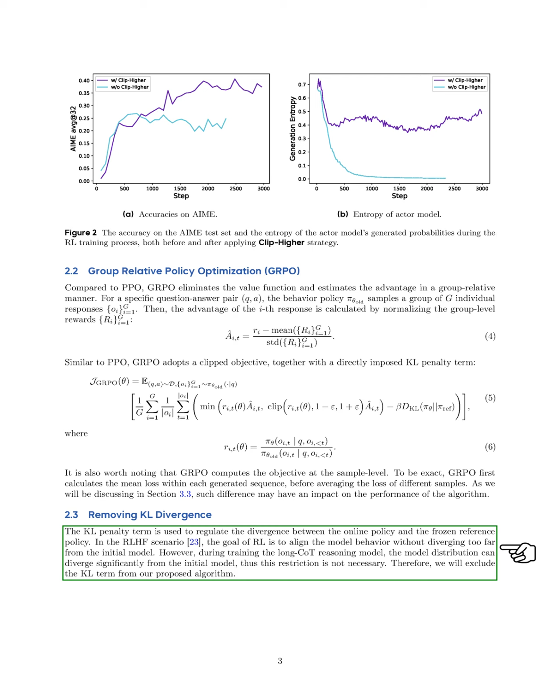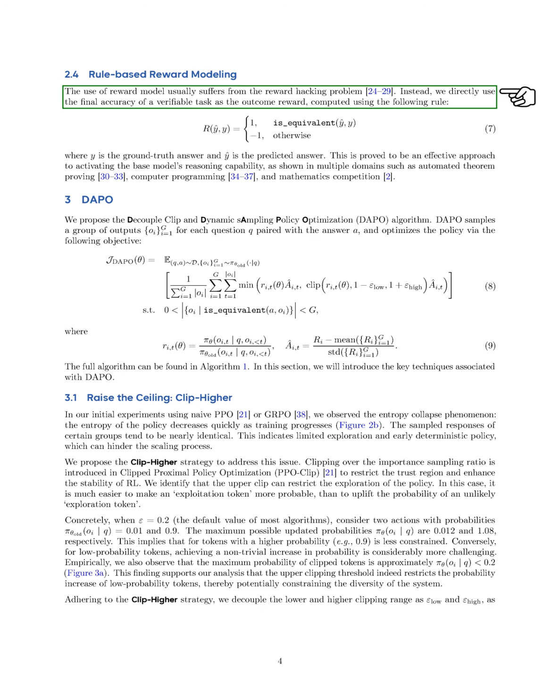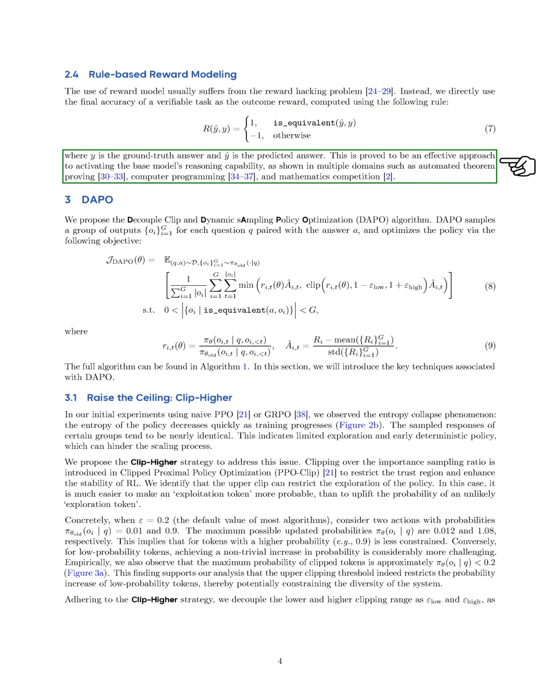Lastly, we address the challenges of reward modeling, which often faces the issue of reward hacking. Instead, we directly use the final accuracy of a verifiable task as the outcome reward, calculated based on the ground truth answer and the predicted answer. This method has proven effective in activating the base model's reasoning capabilities across various domains, including automated theorem proving, computer programming, and mathematics competitions.